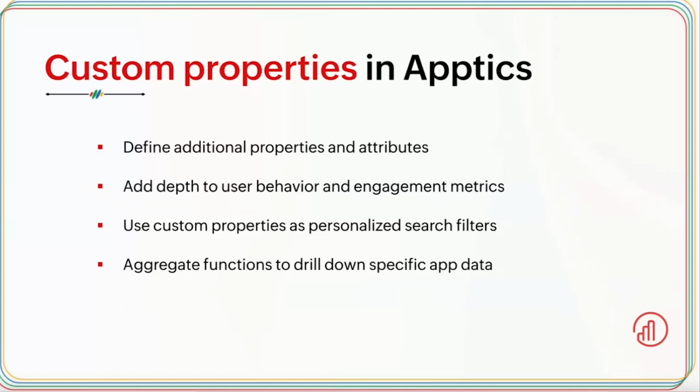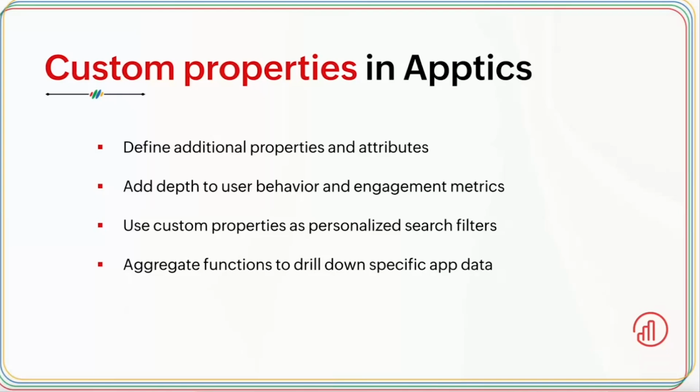And then you can find out how many of them have subscribed to different music genres, and using that data you would like to launch a special offer on Women's Day, right? If there's a situation like that, these custom properties that you define would definitely help you, and you can do that in Aptics.